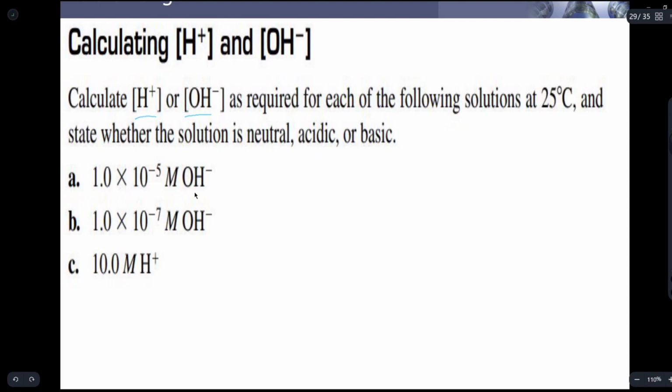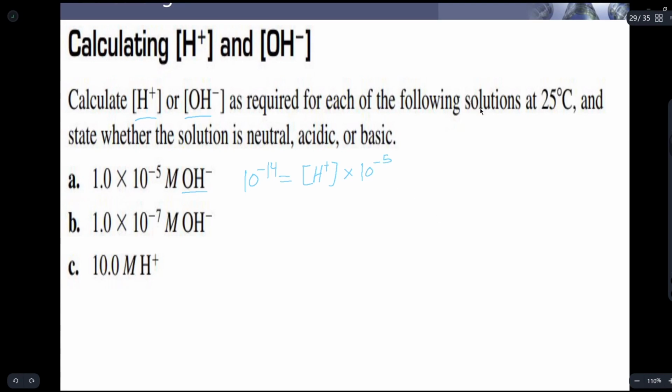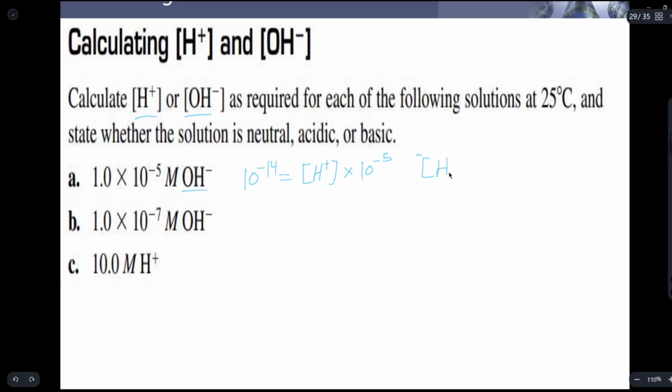So in the first one, we are given the concentration of OH minus. So we just use the formula: 10 to the power of negative 14 is equal to the concentration of H plus multiplied by the concentration of OH minus, which in this case is 10 to the power of negative 5. If we put this in our calculator, we will get the concentration of H plus is equal to 10 to the power of negative 9.